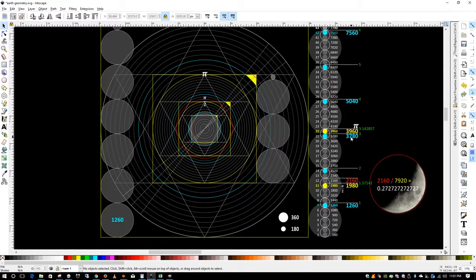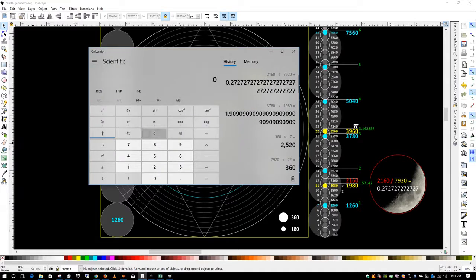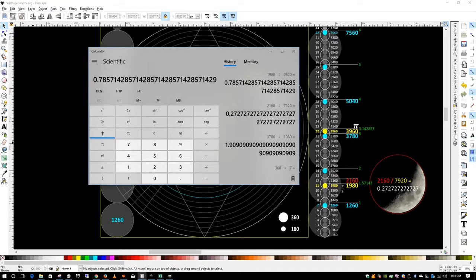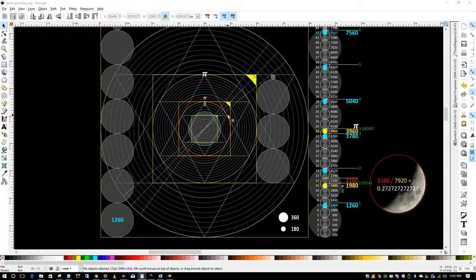and 3780, or actually 2520. So if we take 2520, take 1980, and divide by 2520, we get pi over 4, which is exactly what we should get, because this is an 11, and the number 14 is 2520 right here, and that represents this blue circle.